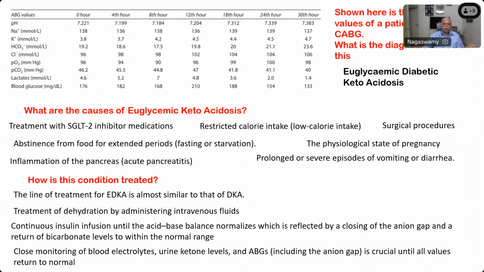Okay, so if you see here in the 30th hour, all the parameters have become more or less normal. pH has become normal, sodium normal, potassium normal, bicarbonate normal, chloride normal, CO2 normal, PCO2 normal, lactate has reduced to less than 2, and glucose has come to 133. Okay.